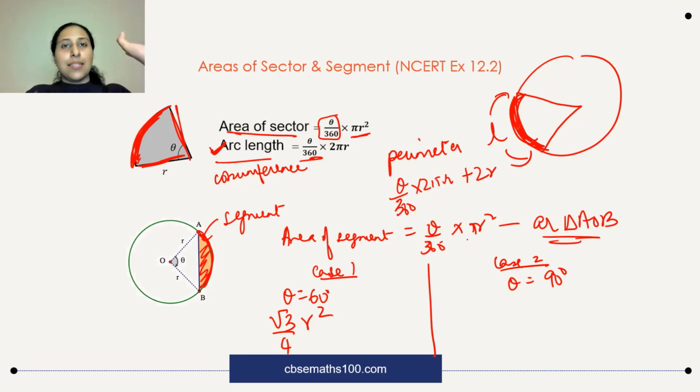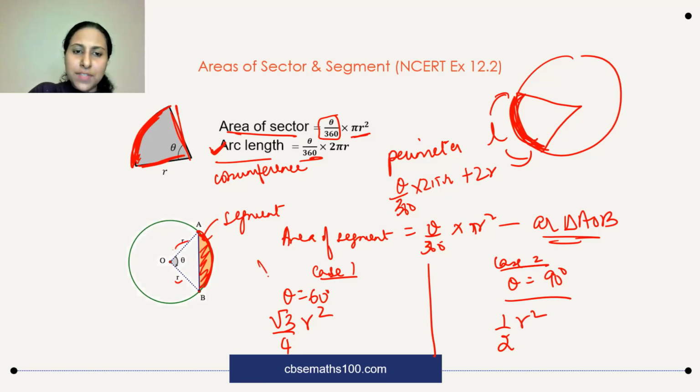Complete sector minus this. If theta was 90 degrees, you use half base into height. Both base and height are the same, r. So in this case, the area of the triangle will be half r square. That's all. When you're finding the area of the segment and the central angle is 60, root 3 by 4 r square will be the area of the triangle. And if you're finding it for theta equal to 90 degrees, it will be half r square.